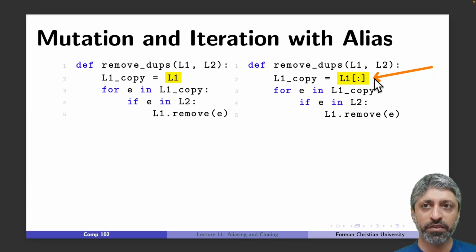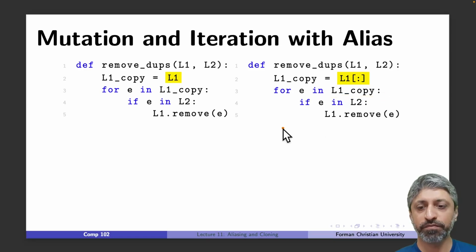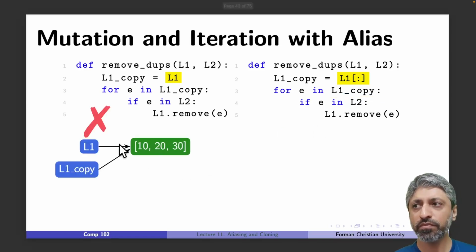Now this object is completely different from L1. अब आप L1 को modify तो कर रहे हैं, लेकिन उससे L1 copy को कोई फर्क नहीं पड़ रहा. So that's why it's going to work. So here it looks like this. This is an alias. Alias means two or more names for the same object.